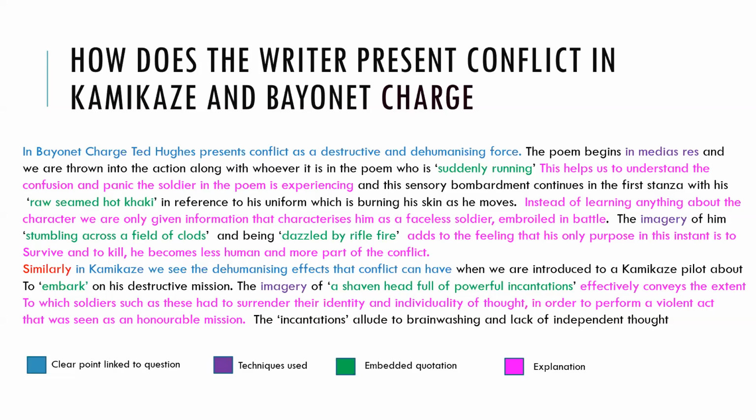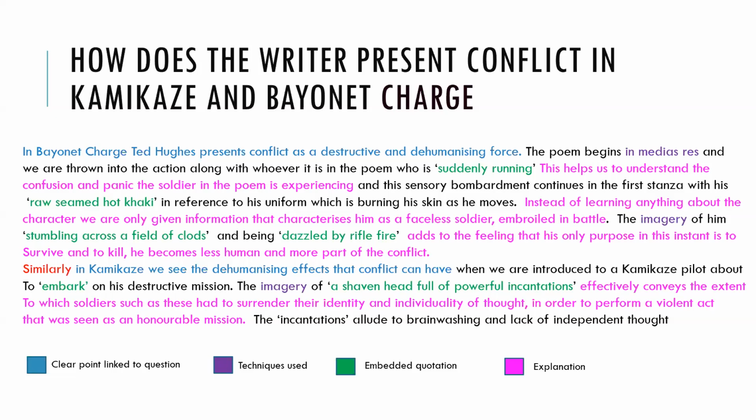I've done two things there. I've identified a technique, because that's one thing you do need to do. You need to identify poetic techniques, and I've also embedded a quotation there. So I've dropped in an example from the text. And then I go on to explain the effect of that. This helps us to understand the confusion and panic that the soldier in the poem is experiencing.